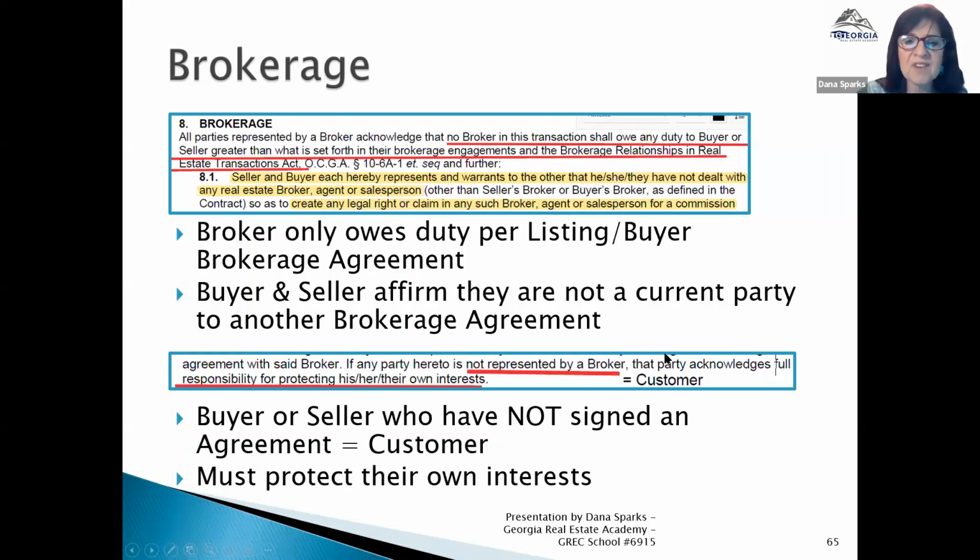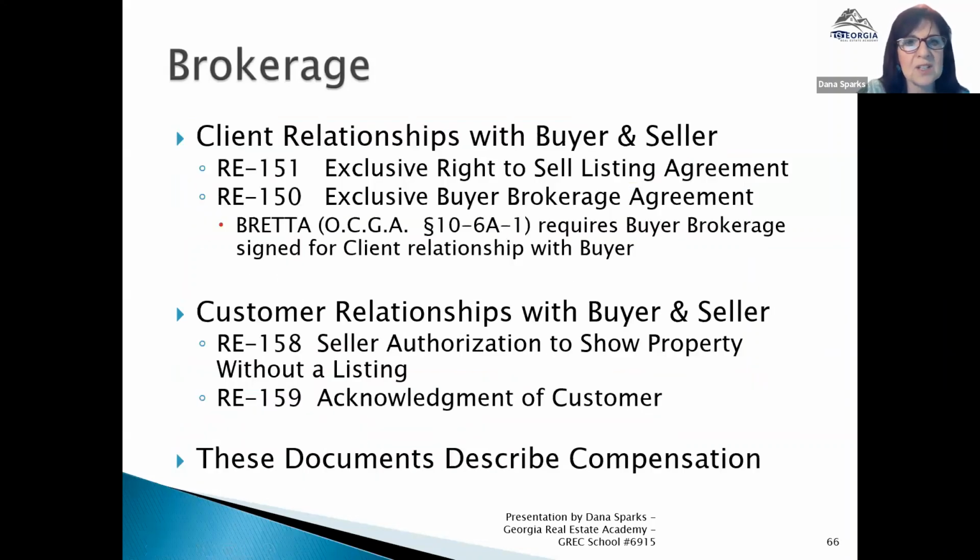A buyer and a seller who have not signed an agreement are considered a customer and must protect their own interests. But you agents, if a member of the public is working with a broker or agent as a customer, they have still chosen that company with which to work. That still doesn't mean you can cross-assign. That does not give you free rein to contact the public person directly. It's just the legal nature of the relationship, and the duties owed are different. But that doesn't give co-op agents the right to contact another broker's client or customer.